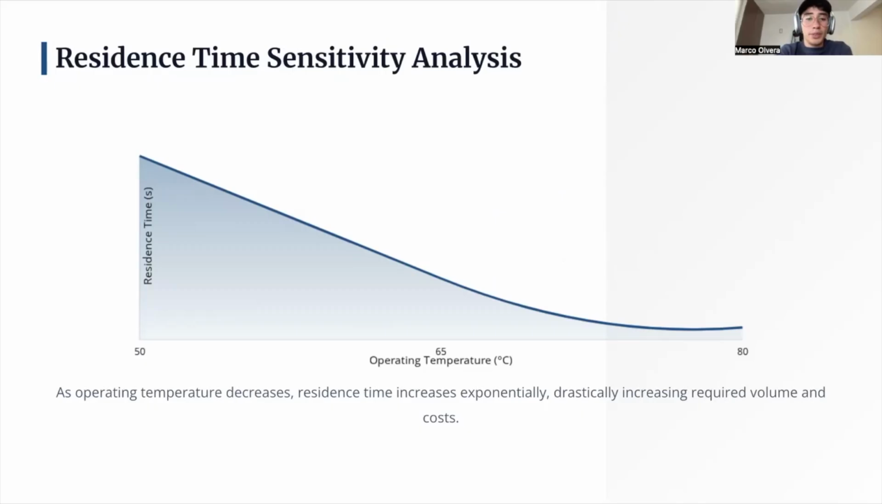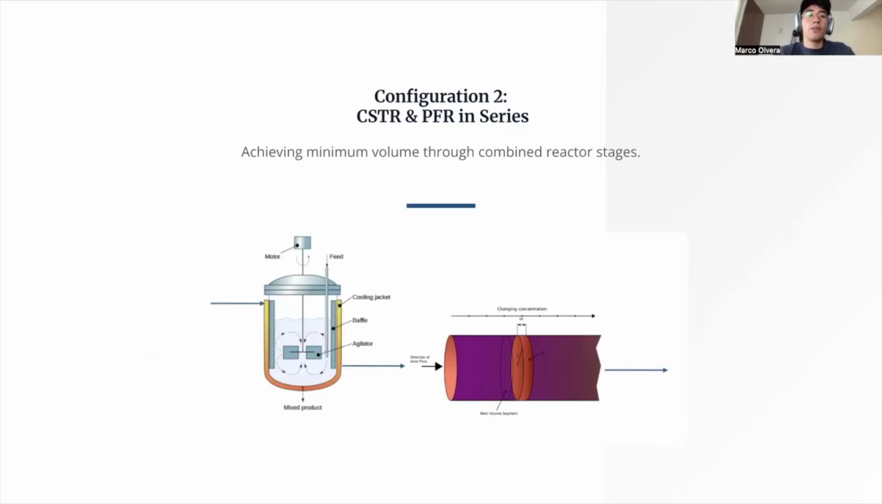The operation temperature: if the operating temperature increases, then the residence time decreases. If the residence time is bigger, then the volume is also going to be bigger. So we need the smallest residence time possible in order to have the smallest volume possible. This is why we use an operating temperature of about 80 degrees Celsius. Okay, for the next configuration, we're going to see that we use the CSTR and the PFR in series.